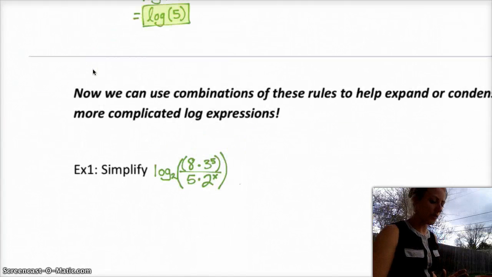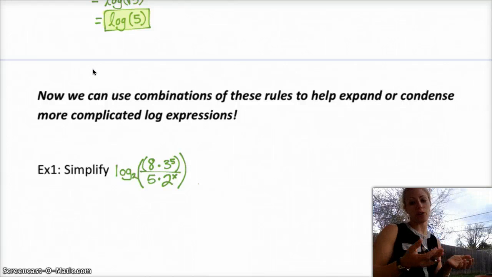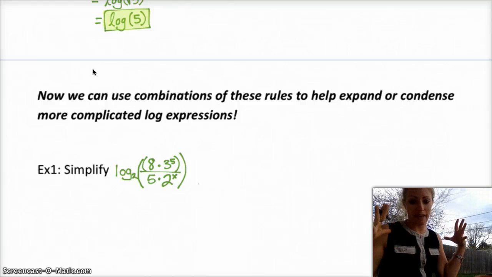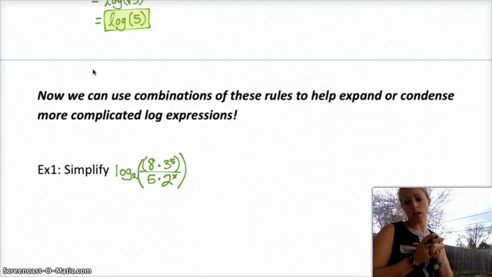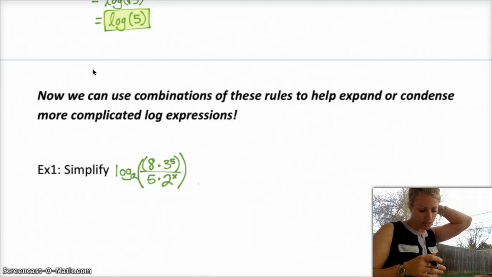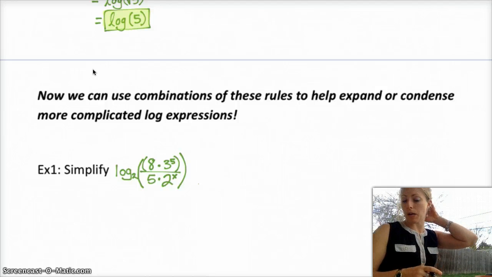Okay, so now we can combine all these rules together to help expand, make larger, or condense, make smaller, different log expressions. So here's an example of one that's moderately difficult.